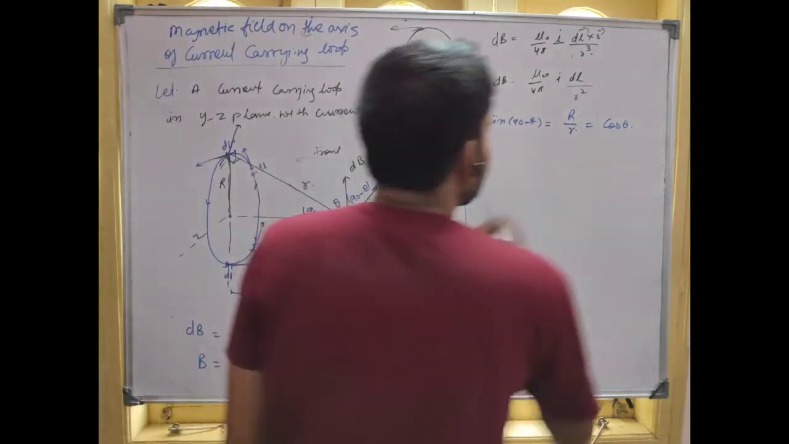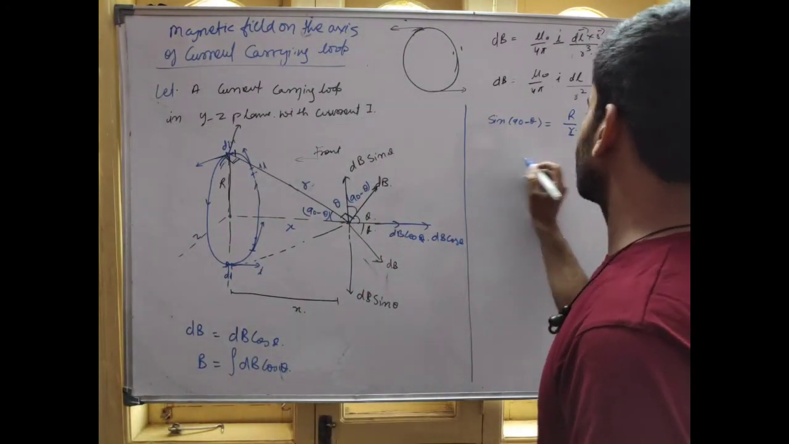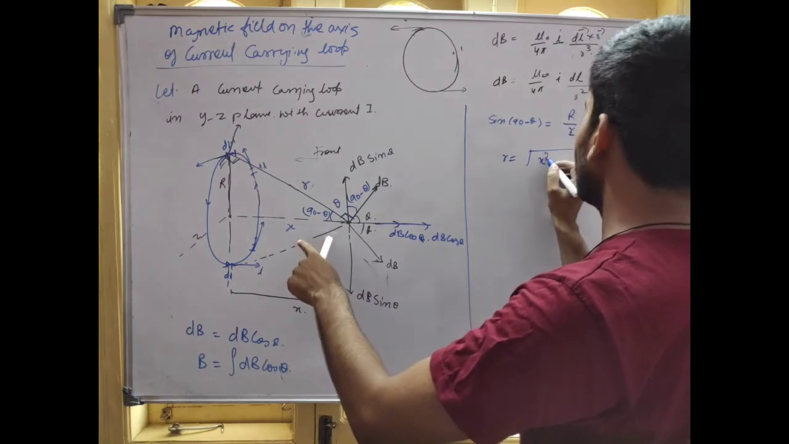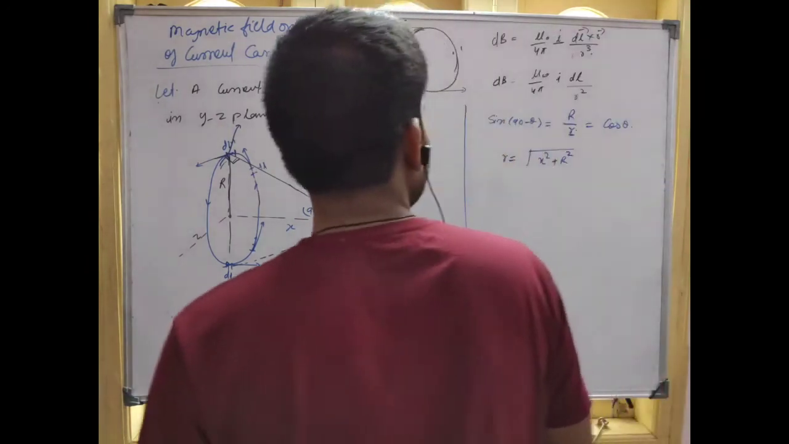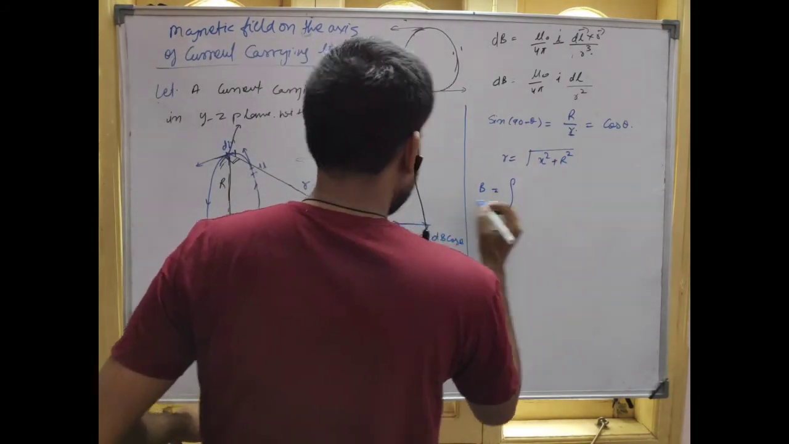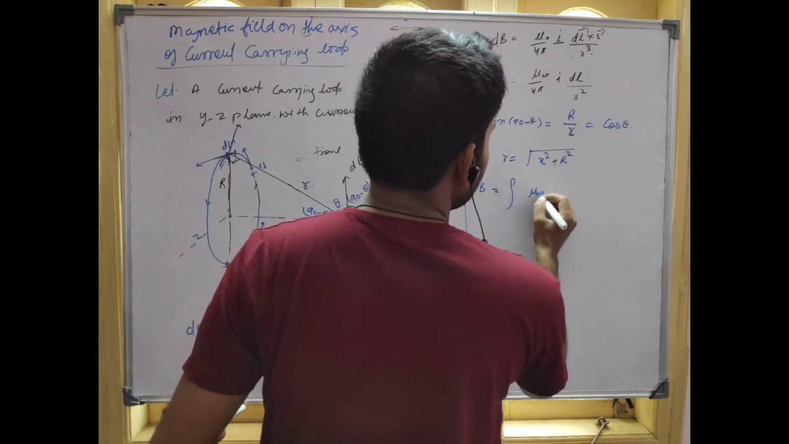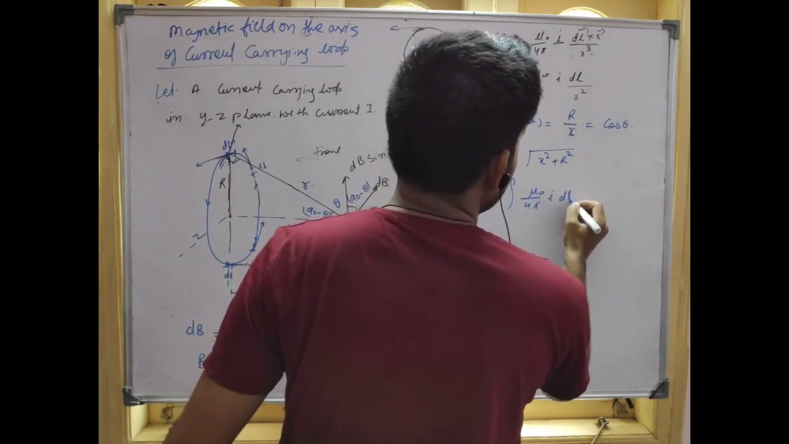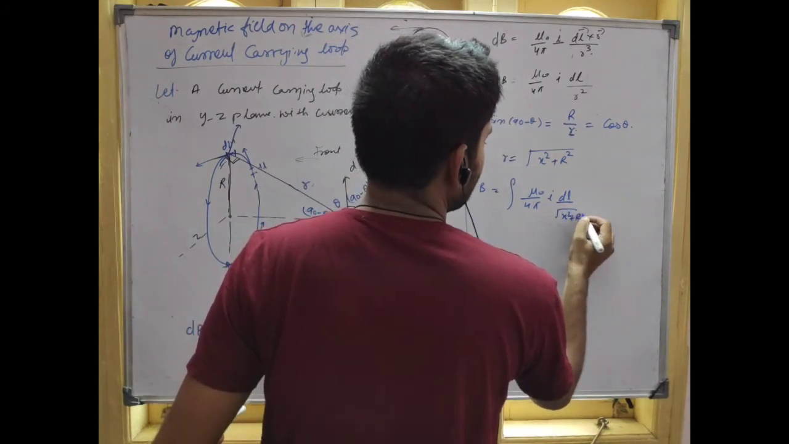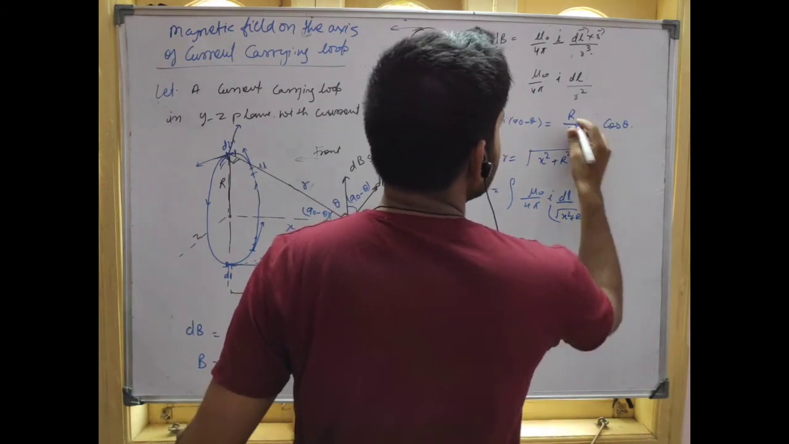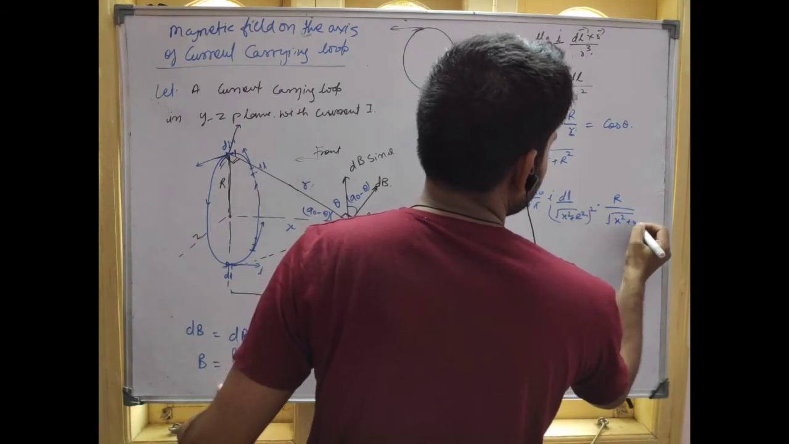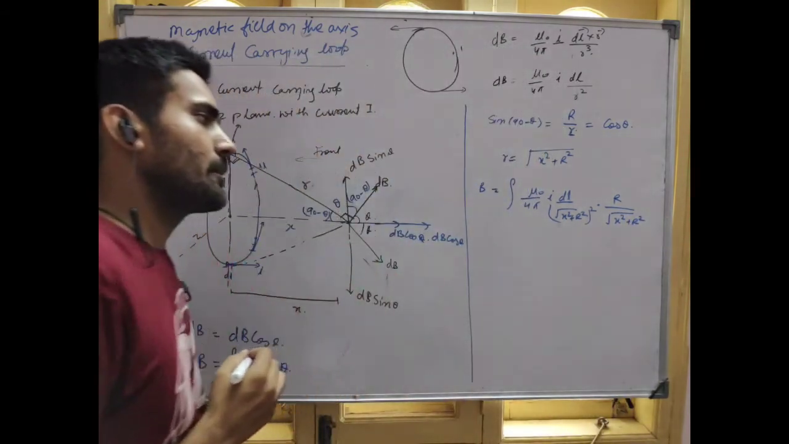What is R? R is root of x square plus r square. Any problem, guys? So keep all the values here. B is equal to the integration of dB, which is mu naught by 4 pi I dl by R square. R square is under root x square plus r square whole square, into cos theta, which is r by under root x square plus r square. Yes or no?